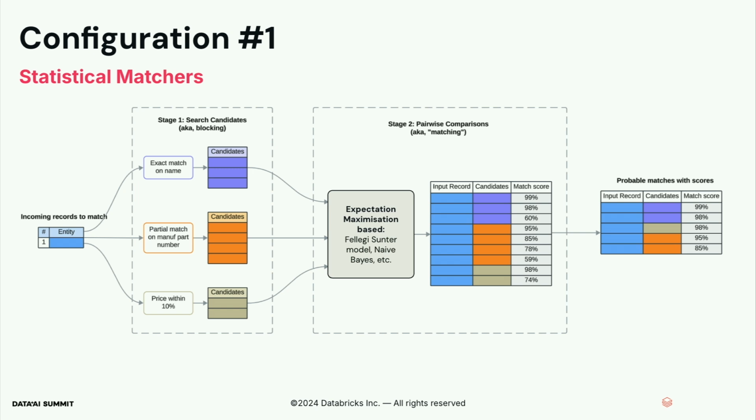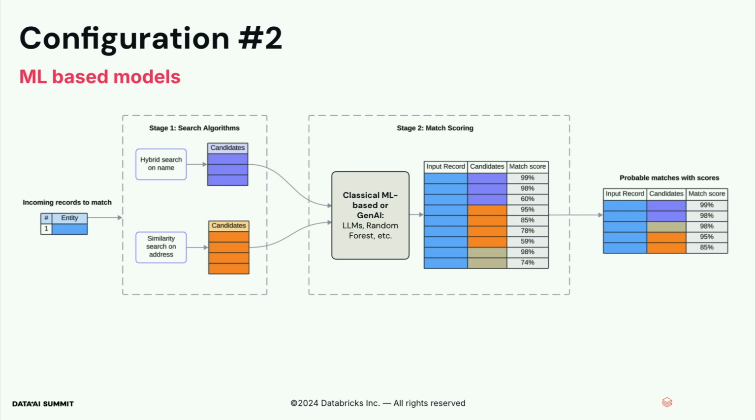One way of doing the matching is the Fellegi-Sunter algorithm. That's what the Splink framework implements. This is what is going to do pairwise comparisons between your candidates and give you a confidence score of whether two things are the same or not.